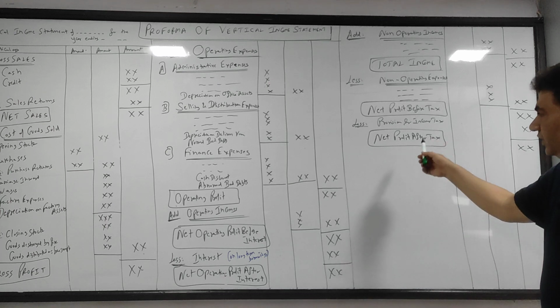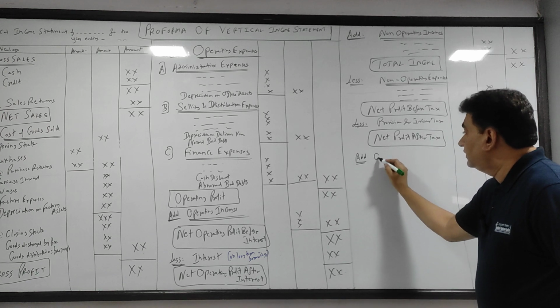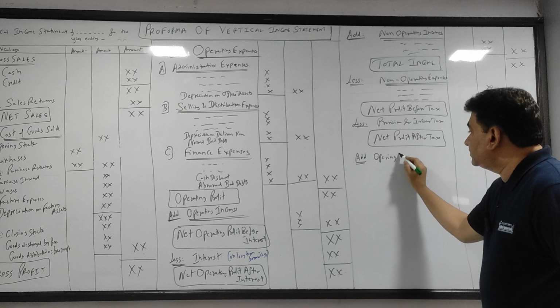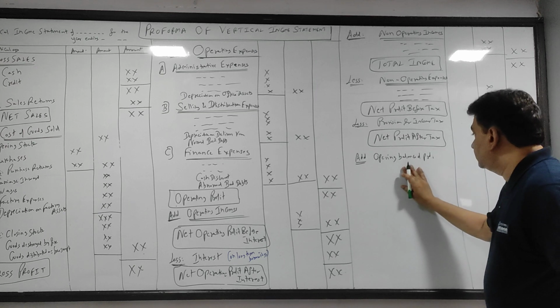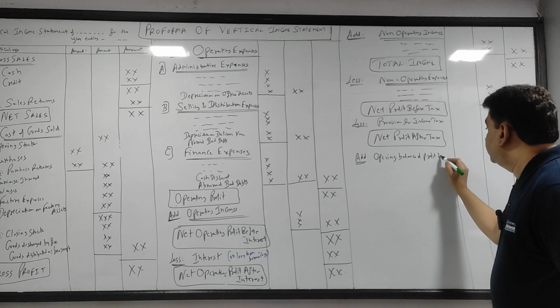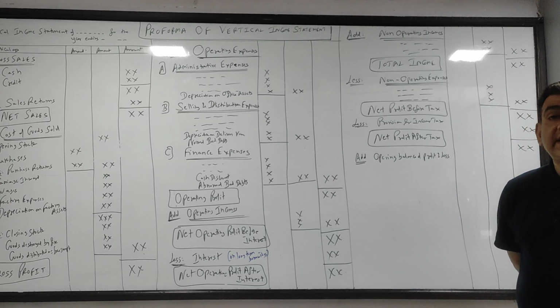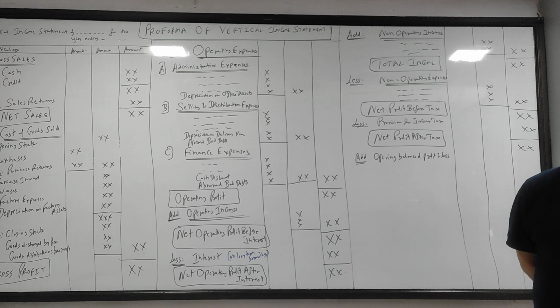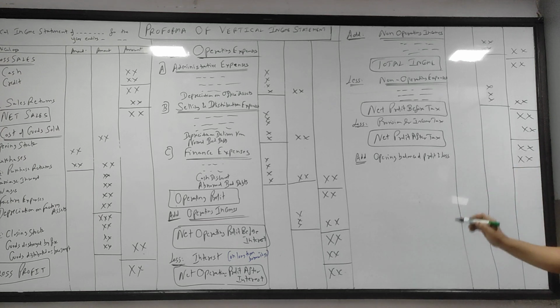How? To this, you will add opening balance of profit and loss. To this, you will add opening balance of P&L. That means that is in the vertical balance sheet. जो तुम्हारा P&L होता है ना, reserves and surplus में, वो on the first day of the year, whatever is the balance, you add it to your net profit after tax.